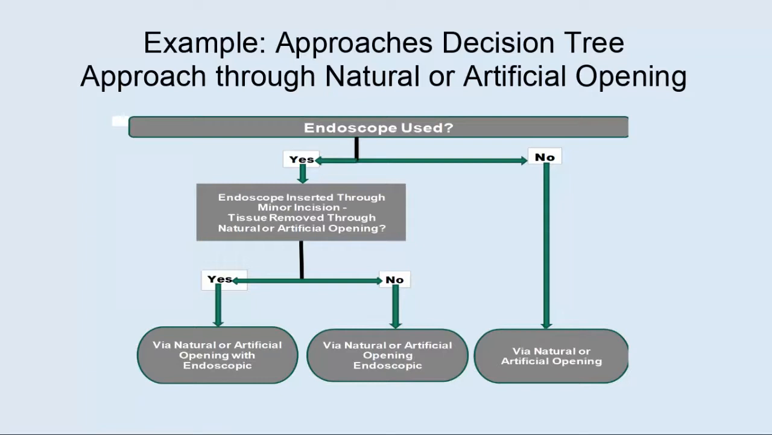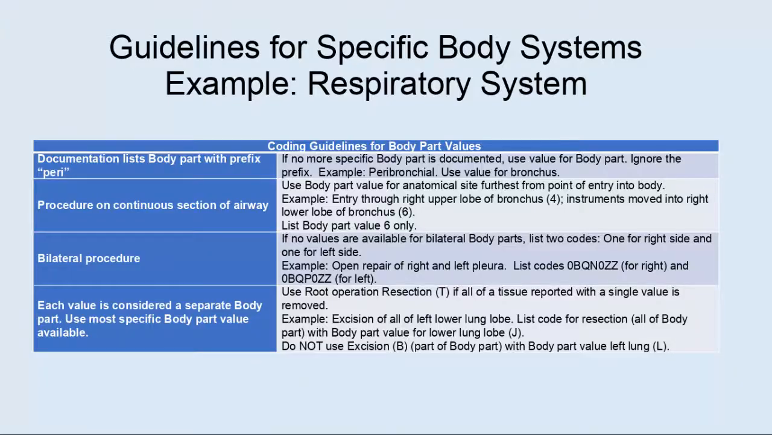Also included are decision trees for approaches. This decision tree concerns approaches through natural or artificial openings. Is an endoscope used? If not, you go here. If yes, then you have another decision to make, yes or no. So it takes you through the steps in deciding which approach to use.